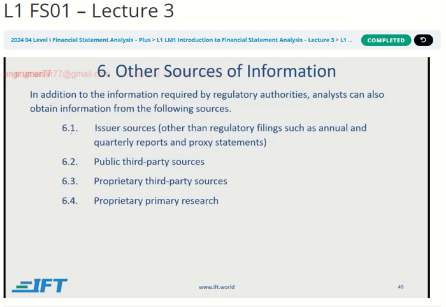Now, finally, coming to the last part of this learning module, other sources of information, and we will be discussing all four of these separately. And the first one is related to information coming out from the company or the issuer. And why we call them the issuer is because they issue stocks and bonds. So that's why we refer to companies as issuers. And apart from their financial statements, they also give us more detail in their annual and quarterly reports and their proxy statements. Then we'll talk about third-party sources, which are public and proprietary both. And we also talk about proprietary primary research. So let's get into it one by one.